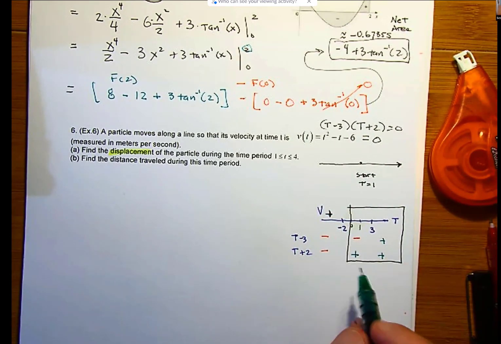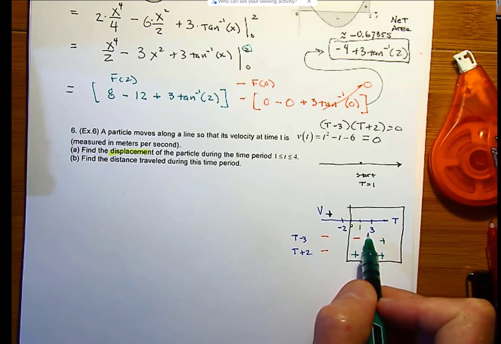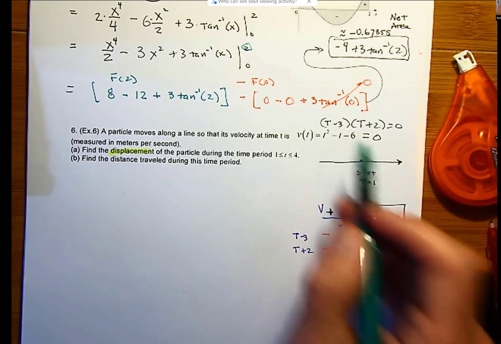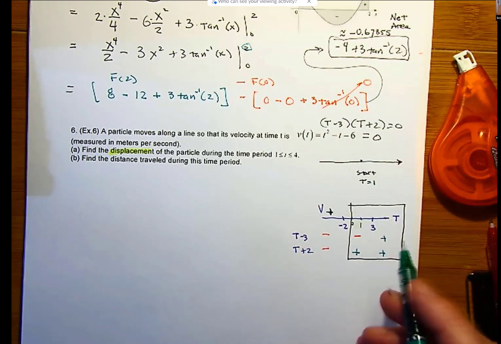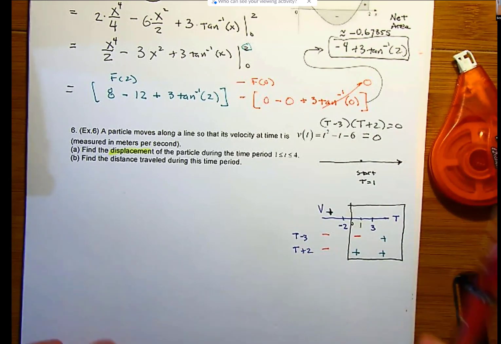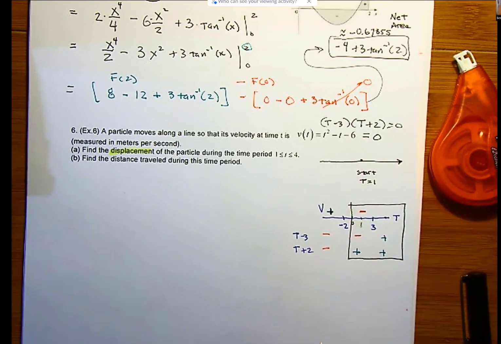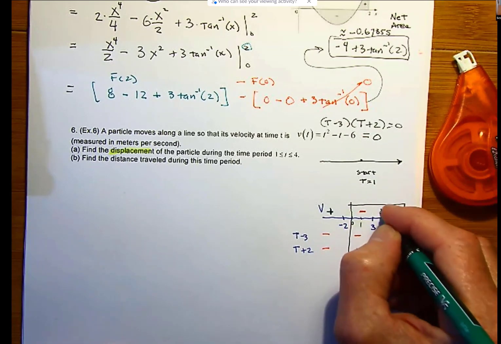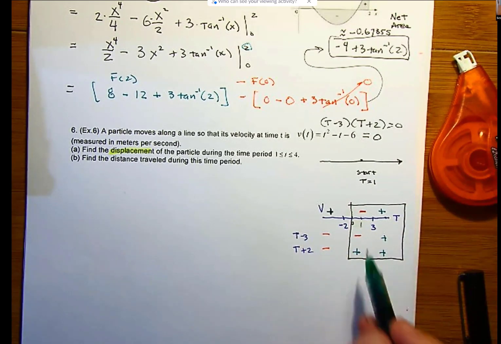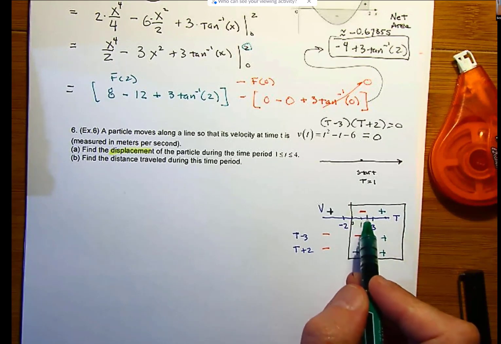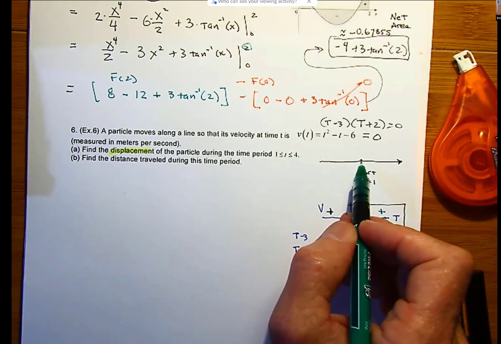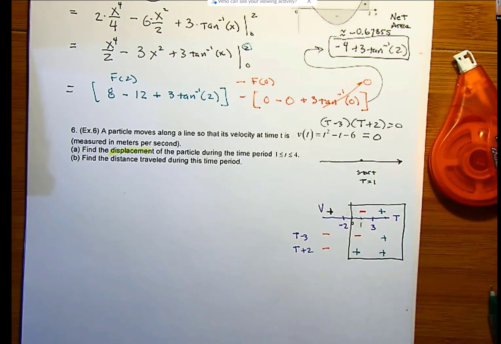Okay, now, between 0 and 3, what's the velocity? Well, this factor is negative, and this one's positive. And negative times a positive means here, the velocity is negative. And then after 3, positive times positive is positive. Okay, so when we start at 1 second, the velocity is negative. If the velocity is negative, which way is this particle going? Backwards. It's going backwards. It's in reverse.